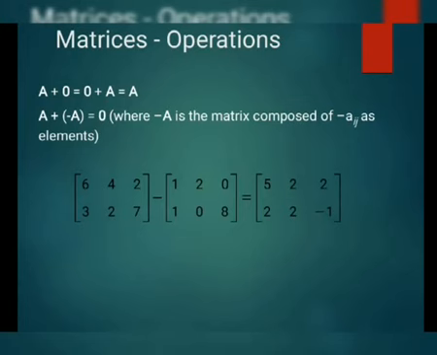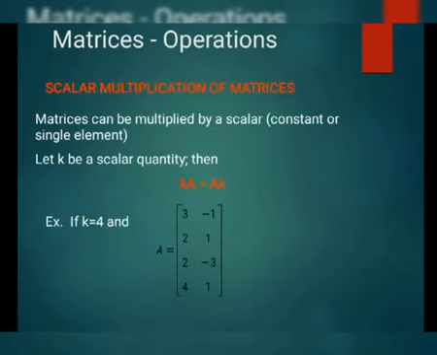Now, next is scalar multiplication of matrices. Scalar multiplication of a matrix means, suppose we have to multiply any matrix by any scalar. Suppose here the A matrix is 3, minus 1, 2, 1, 3, minus 1, 4 and 1. And here we will take a scalar K equal to 4. If we multiply this scalar 4 to the matrix A, see how we can multiply: 4 multiplied by the whole matrix.